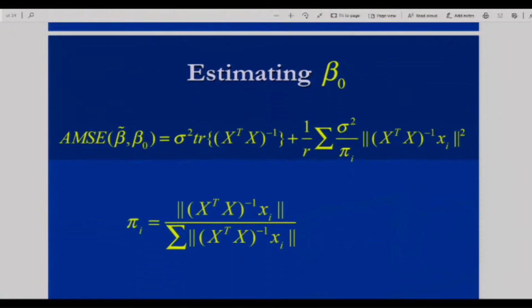The first thing is, if our interest is in estimating beta 0, that is, the true value of this underlying coefficient, then we get this asymptotic mean square error expression. If we want to minimize this asymptotic mean square error, we end up with a sampling probability like this.